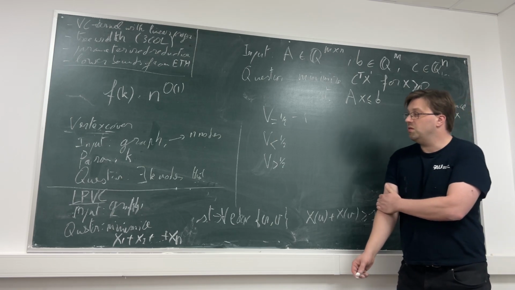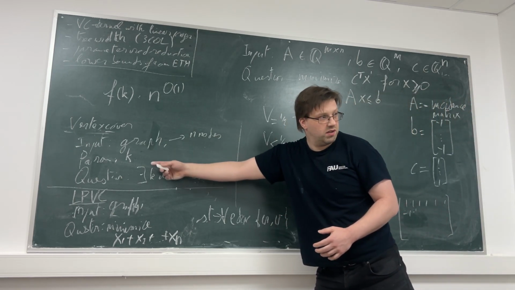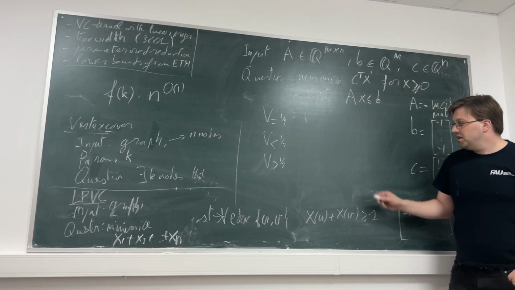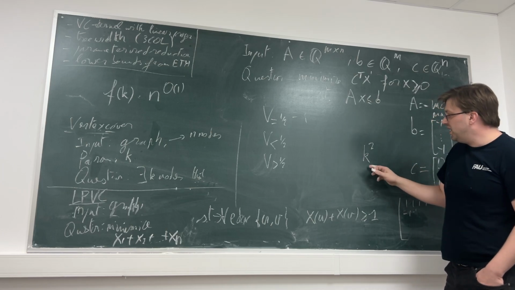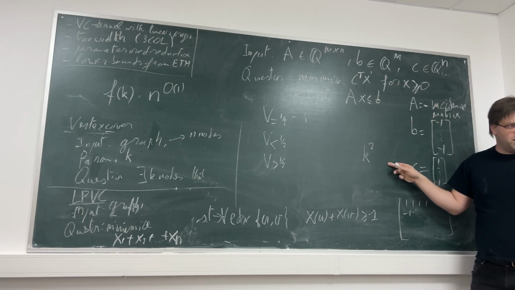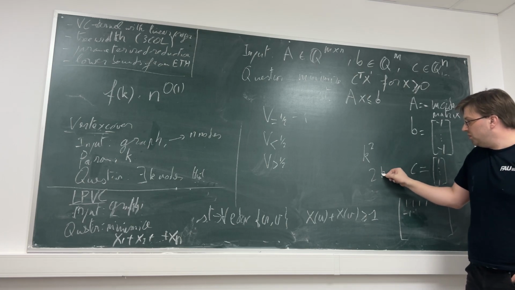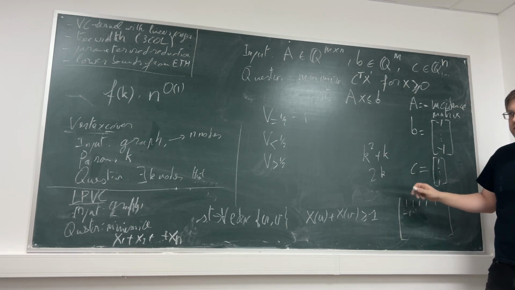Why is it better than our previous one? It seems like they reduce to one another. Before we had a k squared kernel, and now we have a linear kernel.